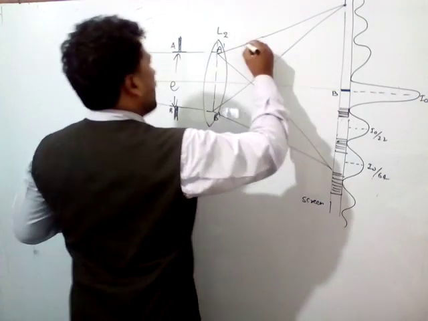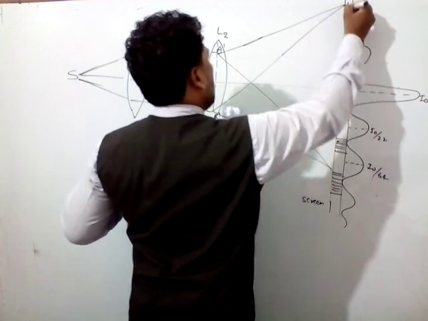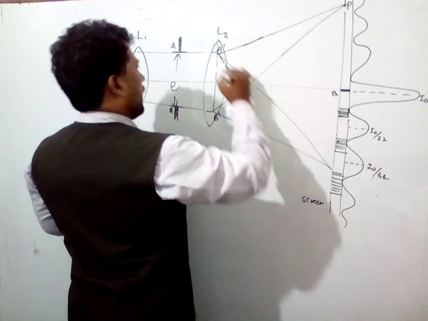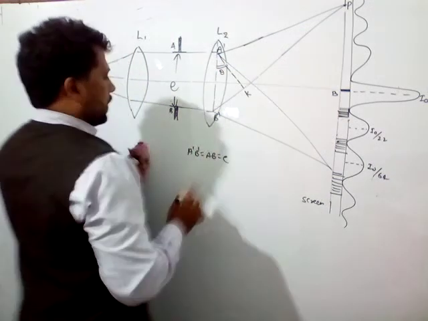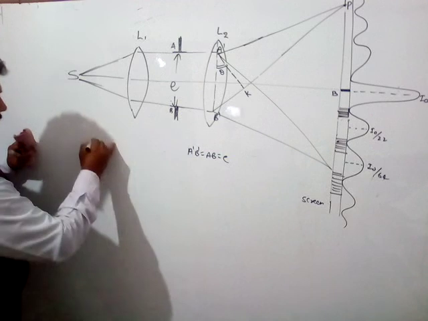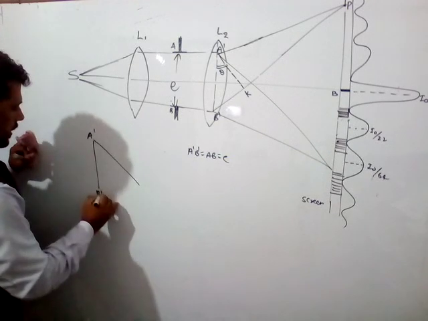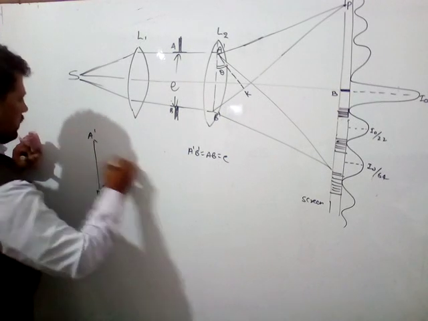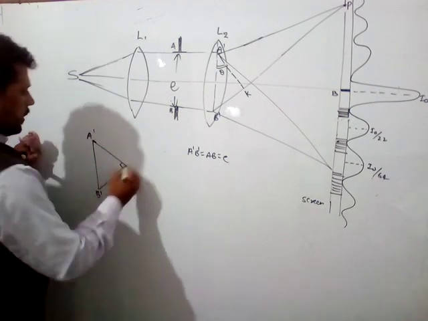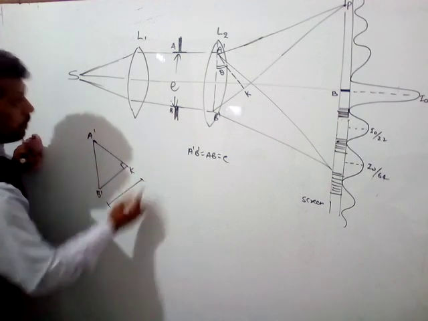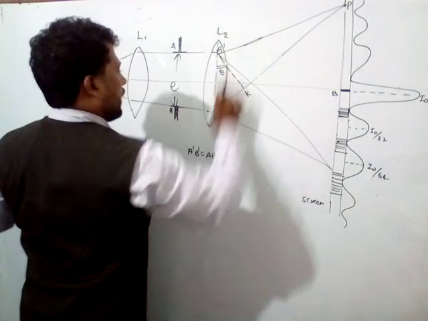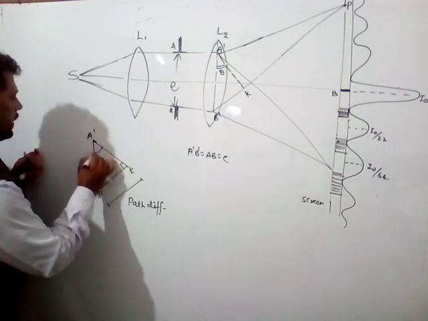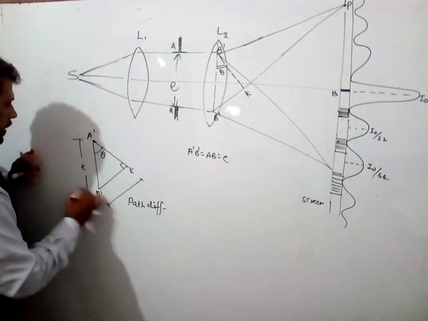So for the path difference, like A dash to P and B dash to P, we will draw this perpendicular line B dash K. So this is the angle theta. According to this, this is A dash B dash. So this is the path difference in both ways, whatever we diffracted from A dash and B dash.